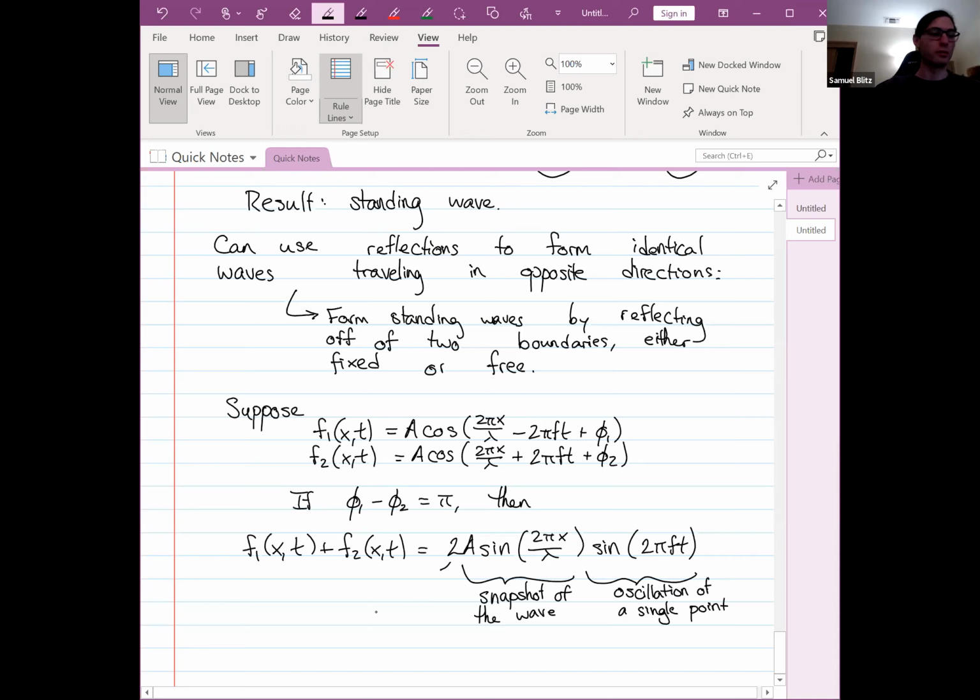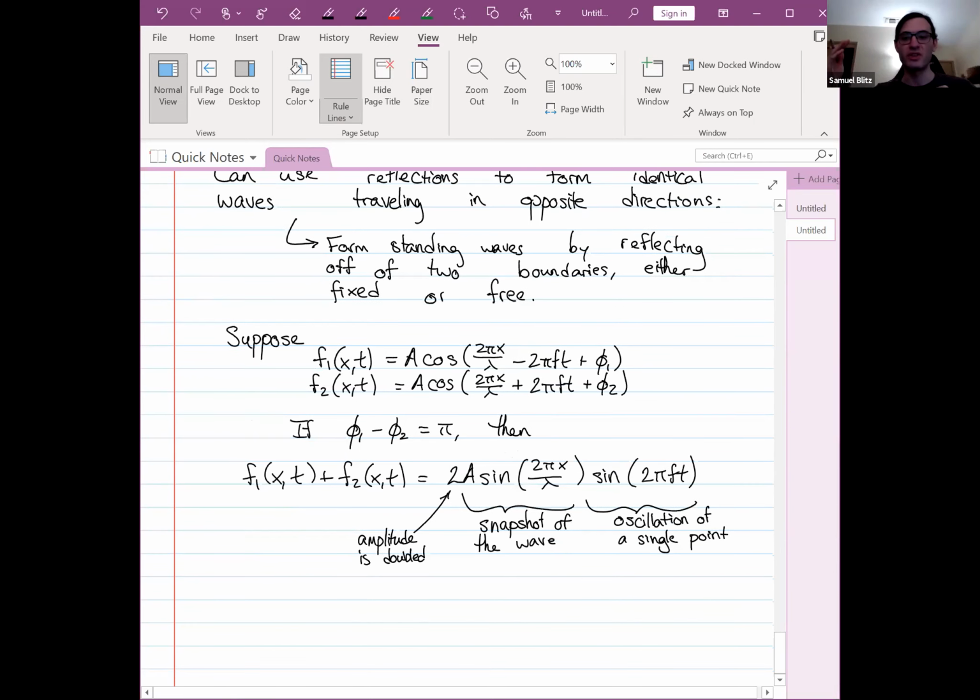And note that there's a 2 up front because the amplitude is doubled. When they perfectly constructively interfere, you get 2 times the amplitude. When they destructively interfere, you get 0. So this isn't a wave because you can't write this as x plus vt or x minus vt. Instead, this is something else. It's an oscillating wave phenomenon.